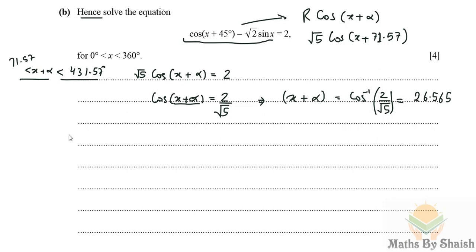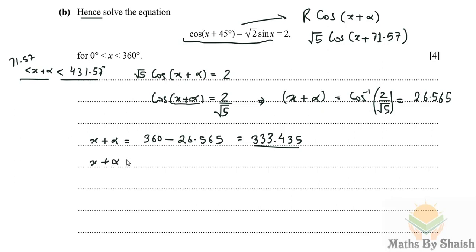So for the next value, we know for the cos, the next value of the angle we get by 360 degree minus theta. So it is 360 degree minus 26.565. So 360 minus 26.565, this value is coming 333.435. And the next value again, because we can see it is still between this 71.57 and 431.57.